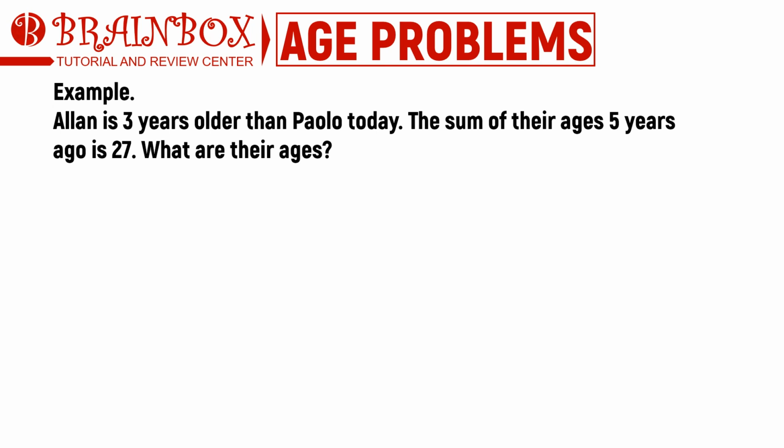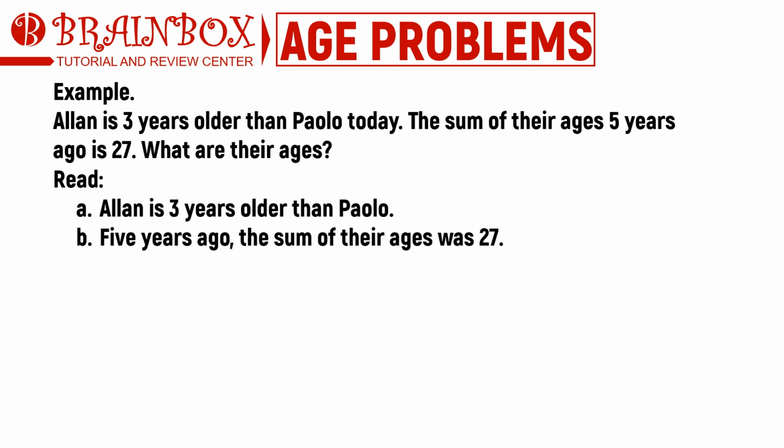Alan is 3 years older than Paolo today. The sum of their ages 5 years ago is 27. What are their ages? By analyzing the problem, we know 2 things. First, Alan is 3 years older than Paolo. And second, 5 years ago, the sum of their ages was 27.